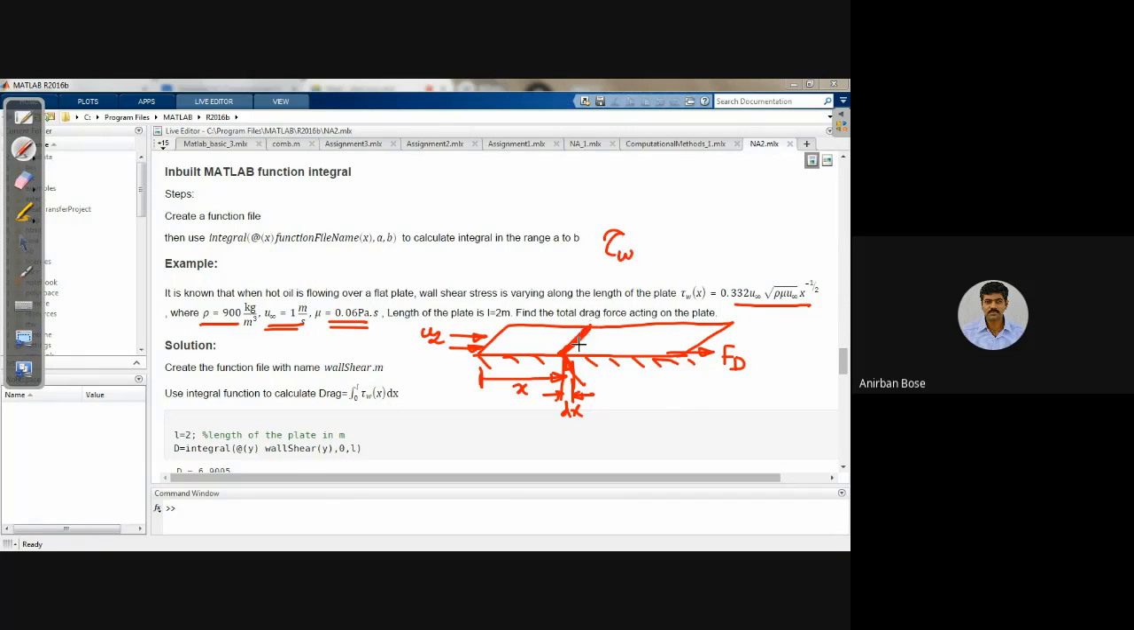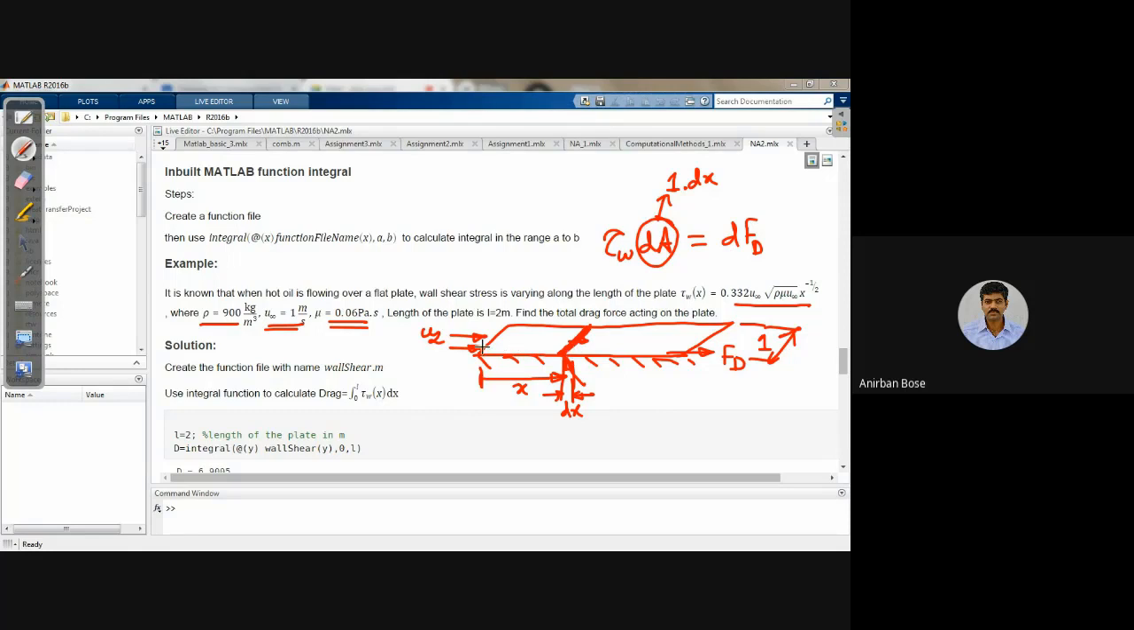So what is that small area? If you consider the width of the plate to be 1, the unit width, then 1 into dx is basically the area. So this is the small drag force which is acting, and this dA is nothing but 1 into dx, because 1 is the width of the plate that we are considering, into dx. So this is the small force acting on this small area.